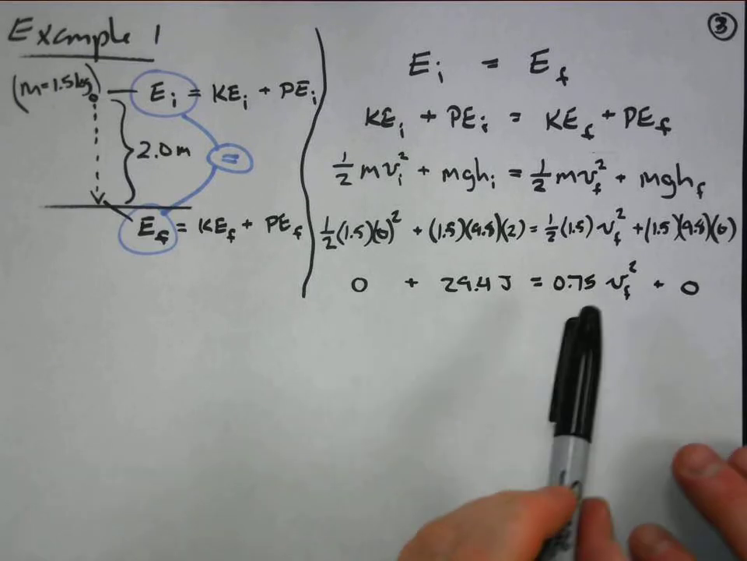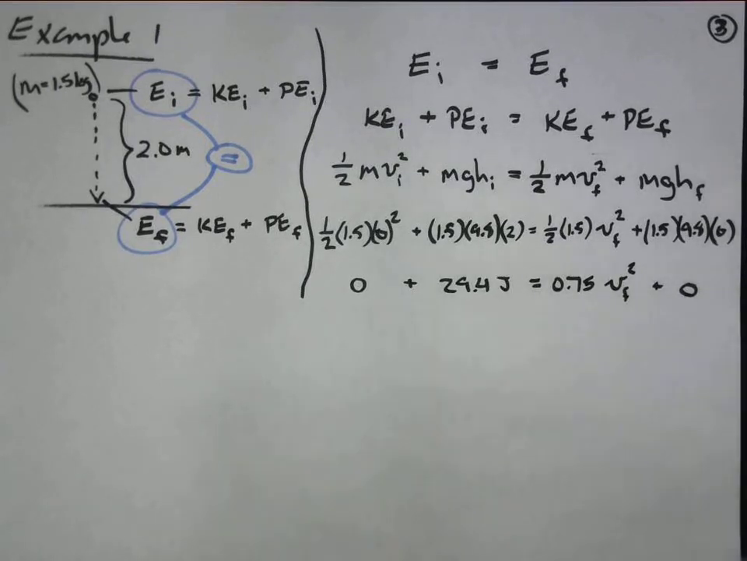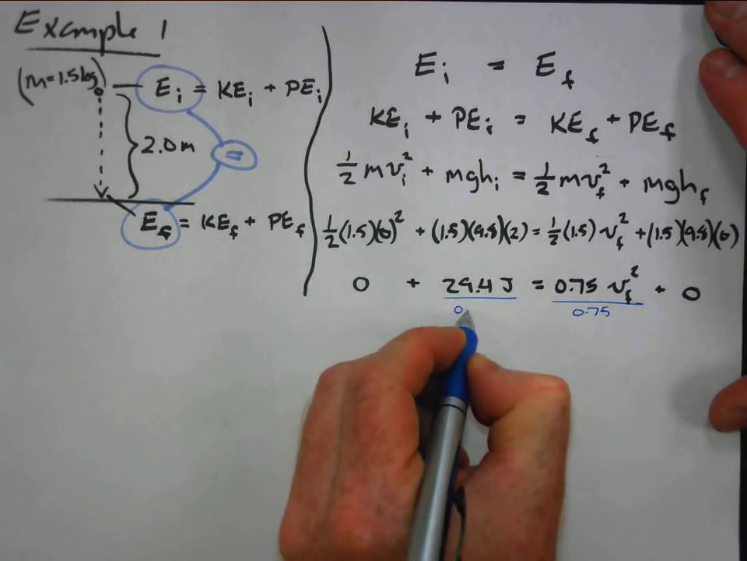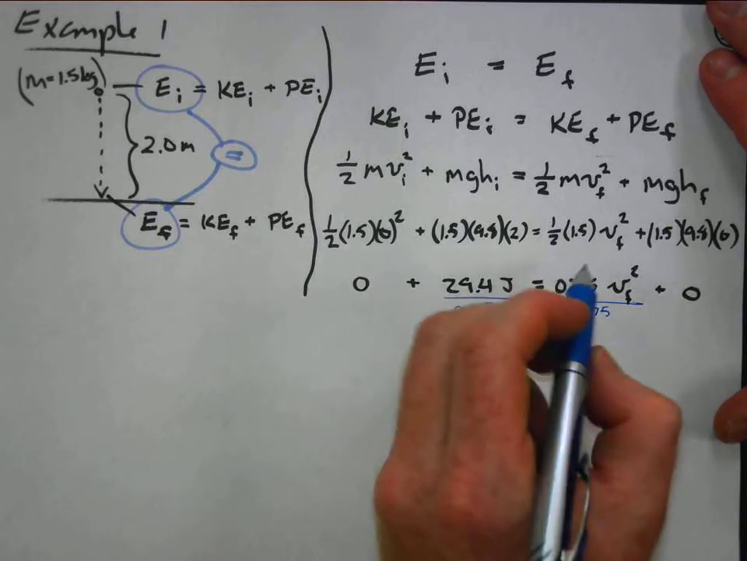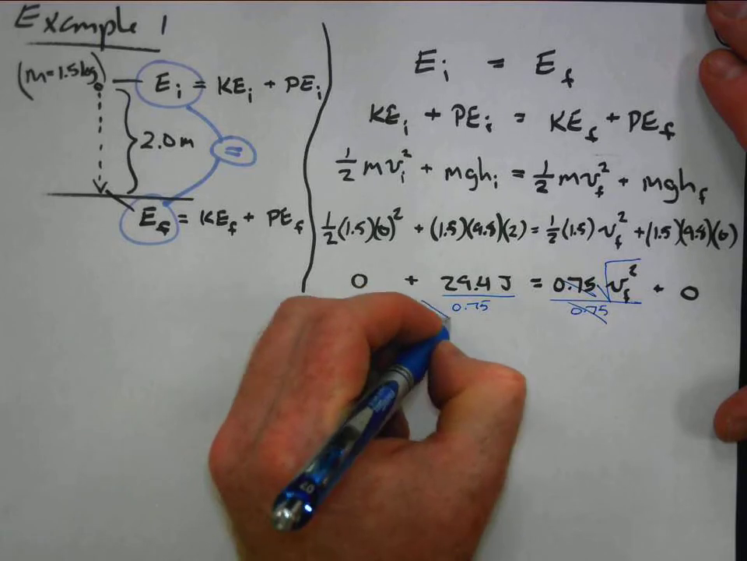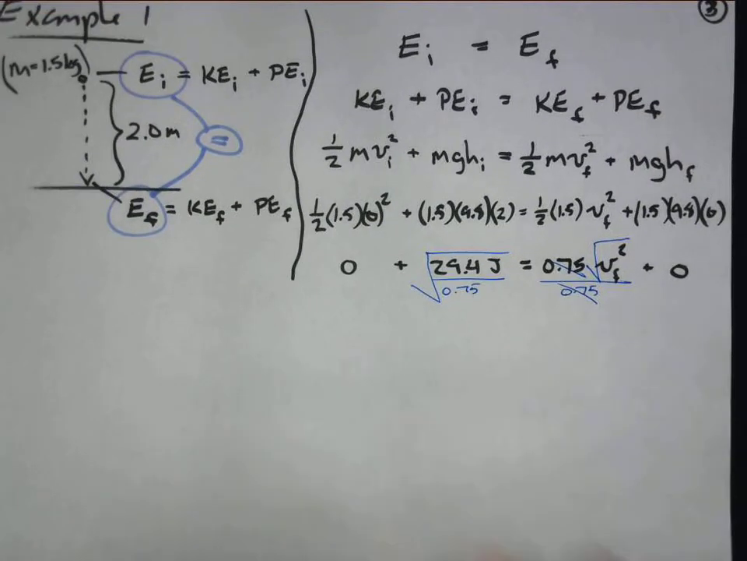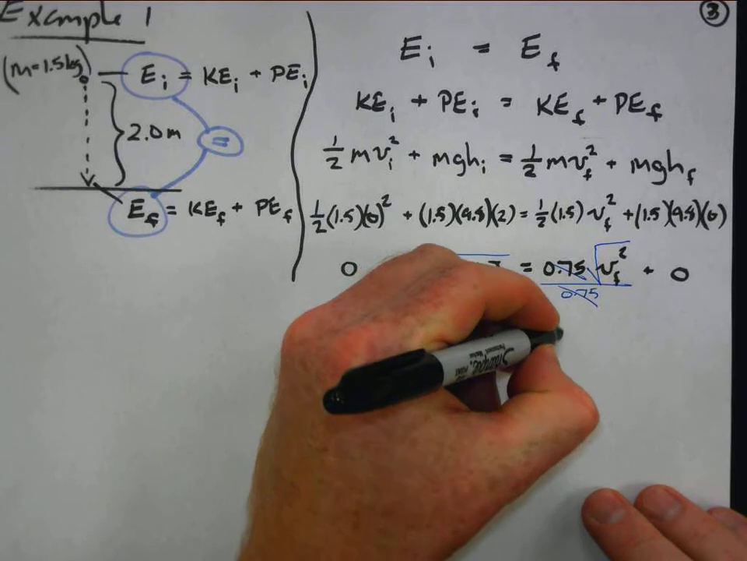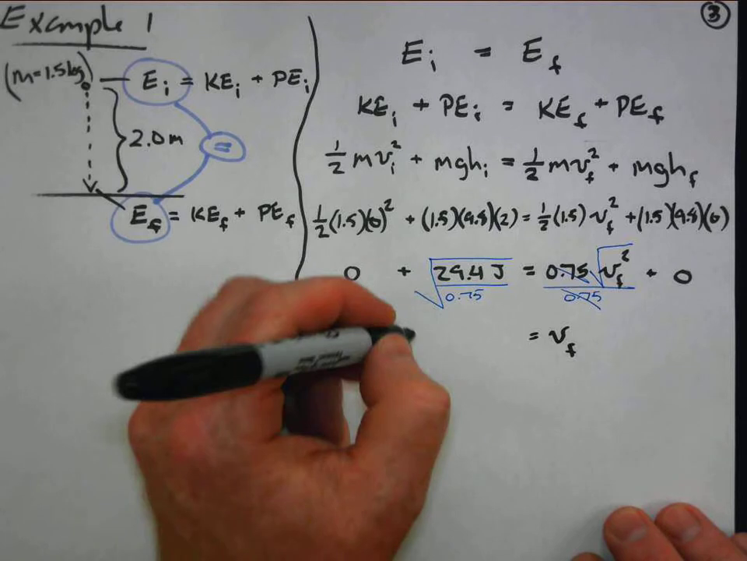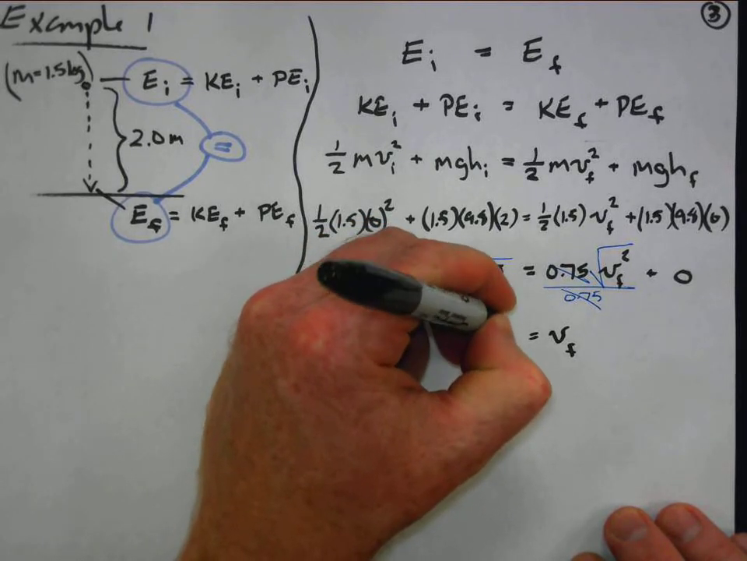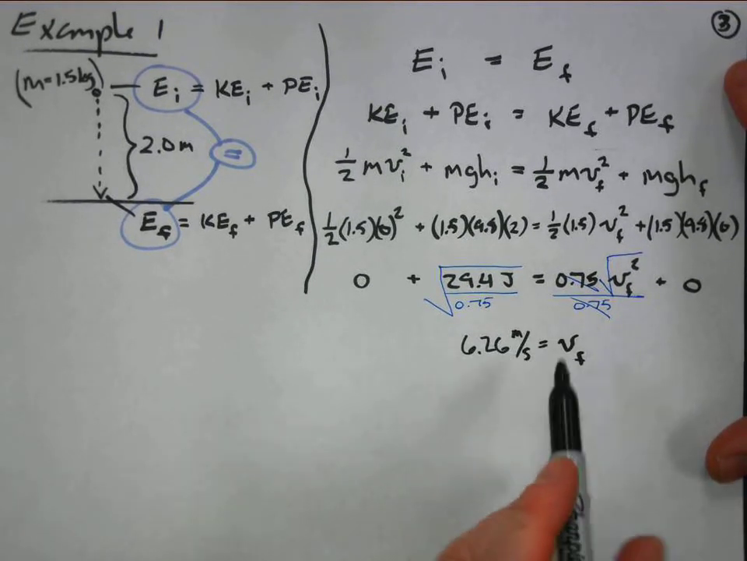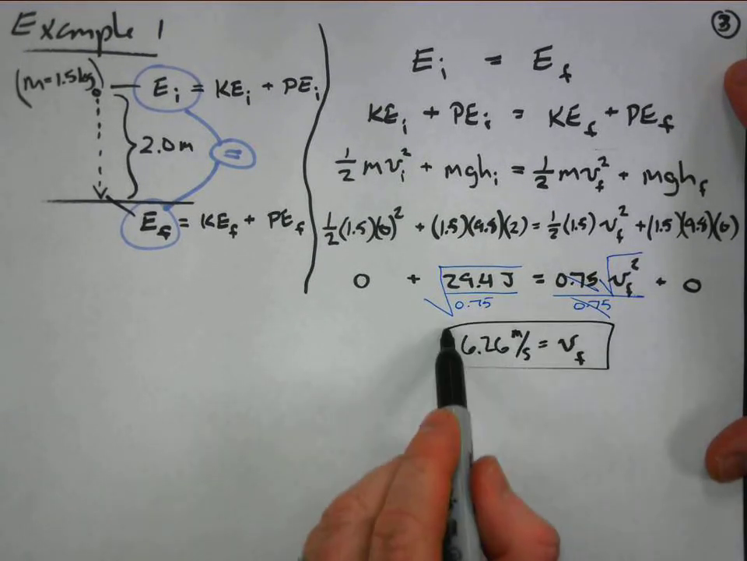And it's not a big deal to work this out. I'm going to end up dividing both sides by 0.75. And then these will cancel. Then I have to take the square root of both sides. Right. And I'm going to have a final velocity equal to 6.26 meters per second. Meters per second, that is velocity. Make sure units match with what you're talking about. So, box the final answer. There we go.